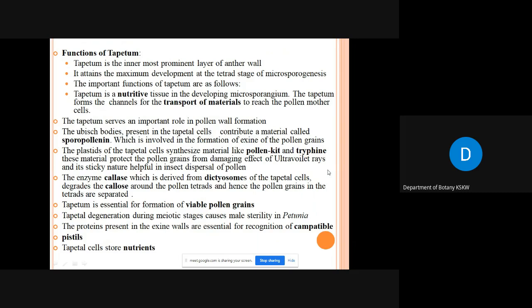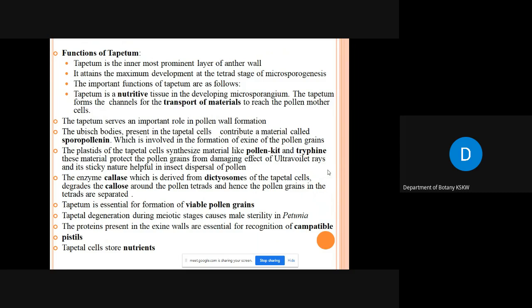Functions of tapetum: as it is the innermost layer, it is the most prominent layer. It provides the nutritive tissue to the developing microsporangium, and whatever food material is passing from outside to the sporogenous tissue has to pass through the tapetum.